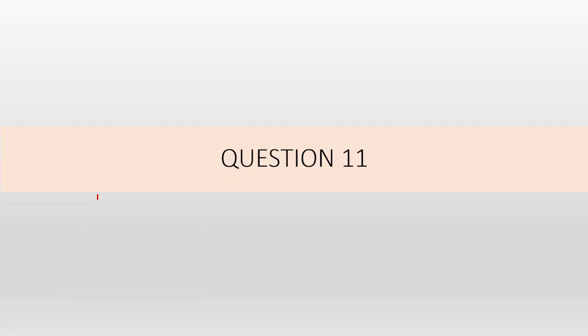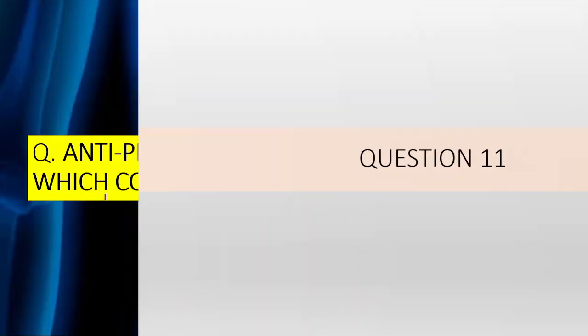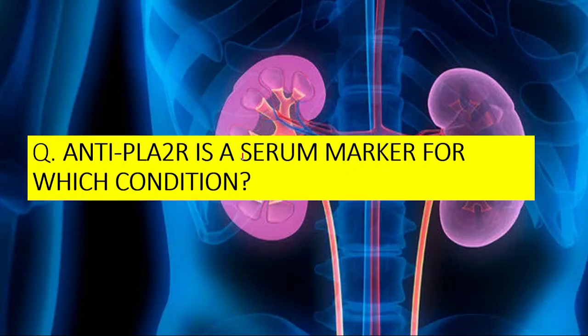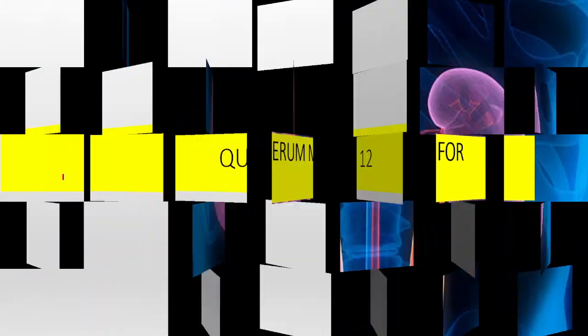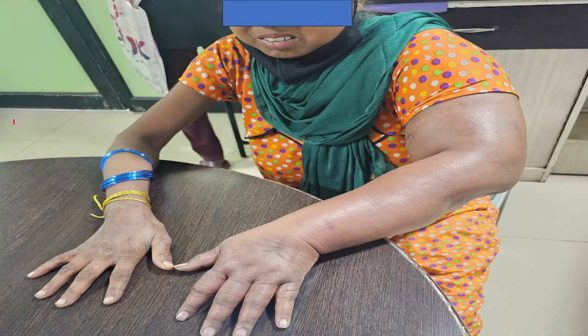It's the continuation of the previous video, starting from question number 11. Direct question: anti-PLA2R is a serum marker of which condition? Membranous nephropathy. Enough clue was given during the quiz.